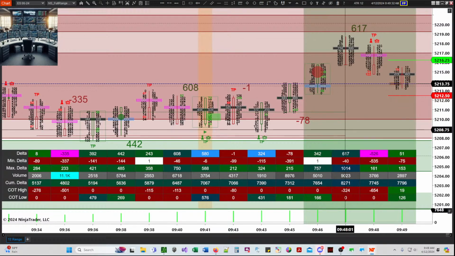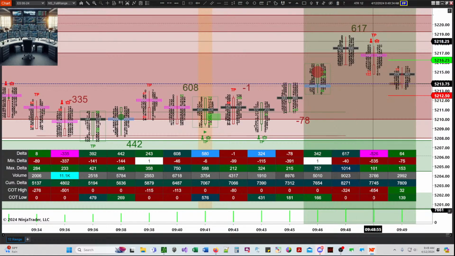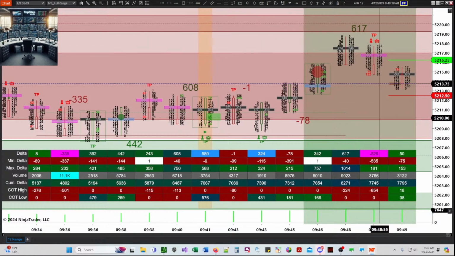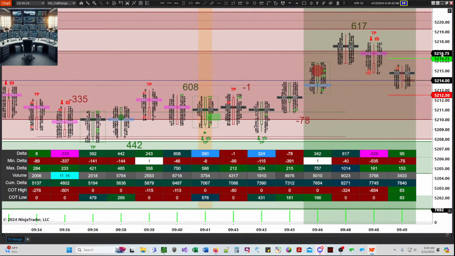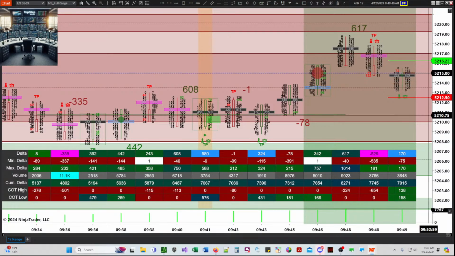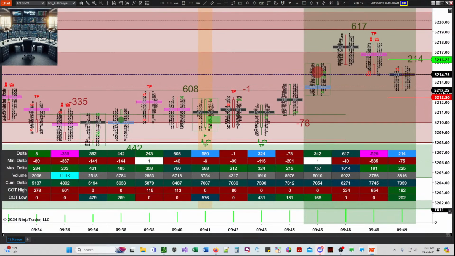Looking at a dead bar here, plus 617. Then you got a thin print closing on the min, or within 10% of the min. Min is 535. We closed at 526, minus 526 on the delta.